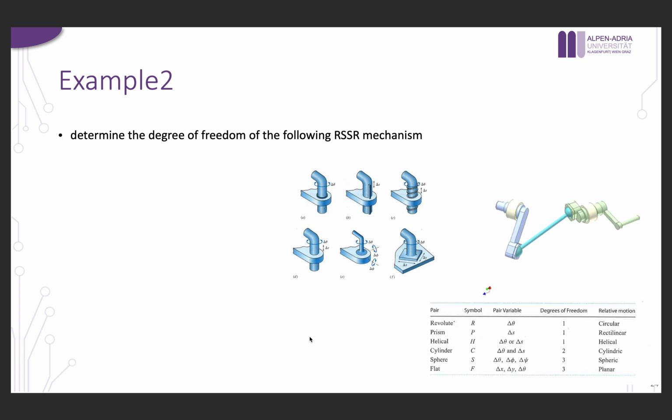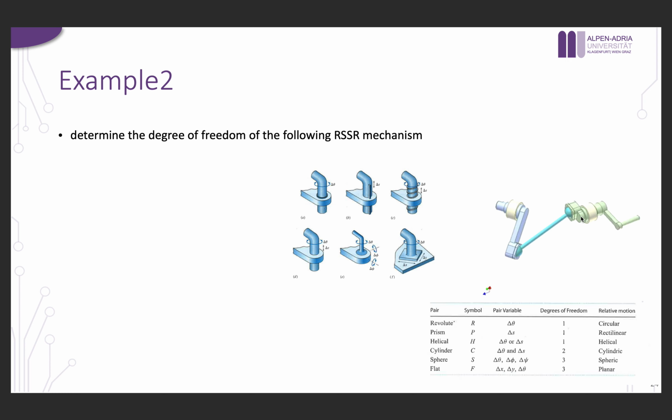Now example 2 is a mechanism that we have seen before. We have here 2 spherical joints. These spherical joints have 3 degrees of freedom because they can rotate along x, y, and z. We have 2 rotational joints, and let's estimate the degree of freedom.